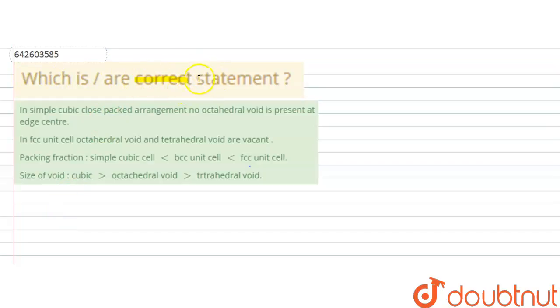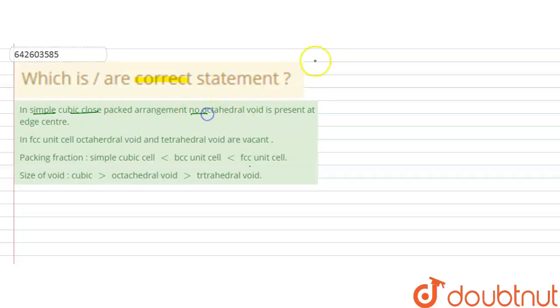Hello students, our question is which is the correct statement? So in the question given, among these statements we have to choose the correct statement. So first statement is in simple cubic close pack arrangement that no octahedral void is present at the edge center.